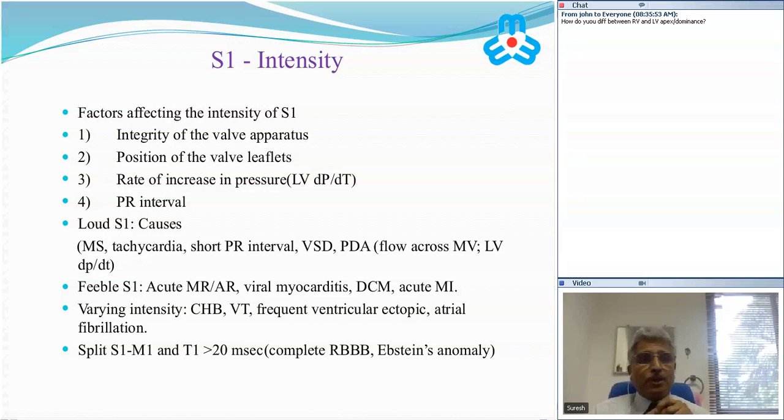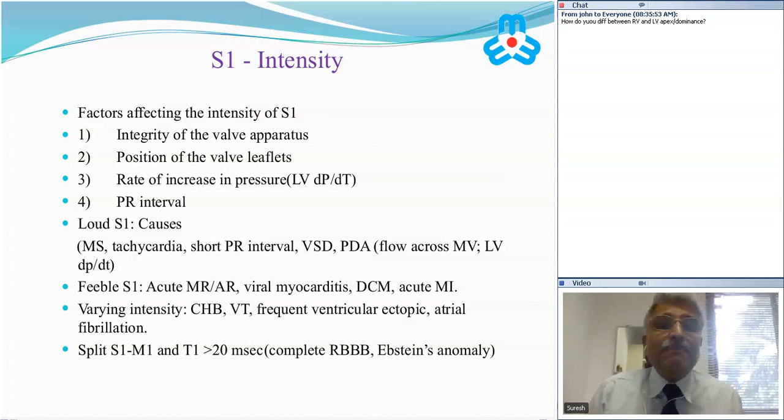So for a loud first sound, you have mitral stenosis. Why in mitral stenosis? Because the LA pressure is high and the valve leaflets are apart when they start closing. Tachycardia is somewhat similar. Tachycardia in effect means a short PR interval, so as the diastolic filling time is decreased, the valve has to be suddenly closed. Short PR interval, I've already explained.